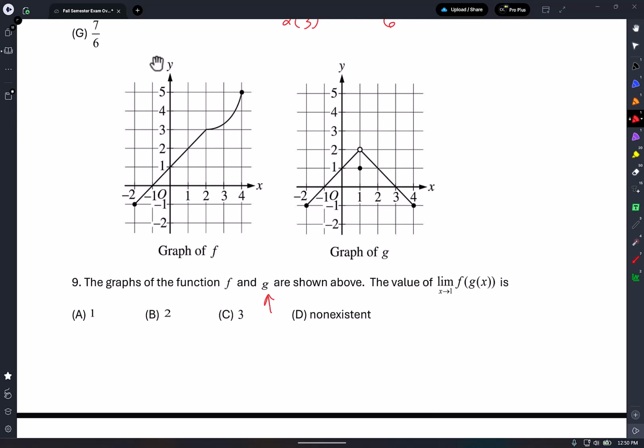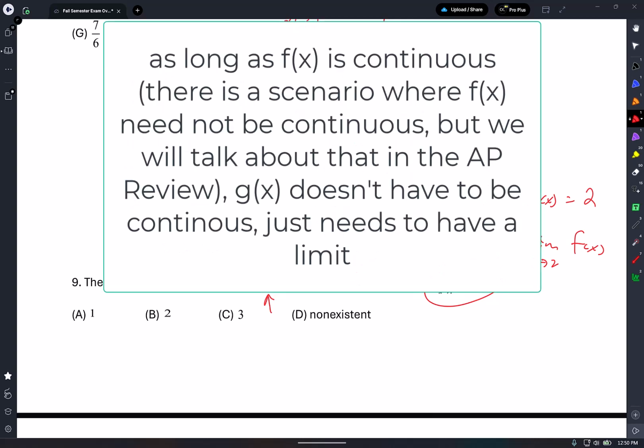The value of the limit as x approaches 1 of f of g of x is... so remember how to evaluate these. You first evaluate the inside: limit as x approaches 1 of g of x. If I approach 1, here's g, that's 2, guys. And now I'm going to write limit as x approaches 2 of f of x. As long as we're continuous, we can use these properties.